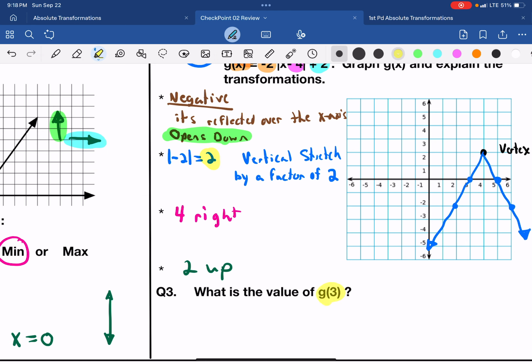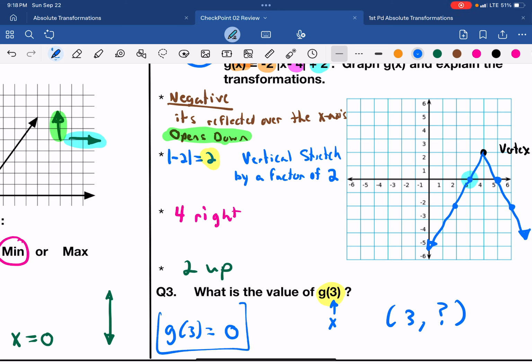Now I can answer this question. What is the value of g of 3? What's that 3? That's our x value. So they're giving us our x is 3. What is our y? So g of 3 equals, here x is 3. What is the y value there? 0. Boom. So our y value is 0.